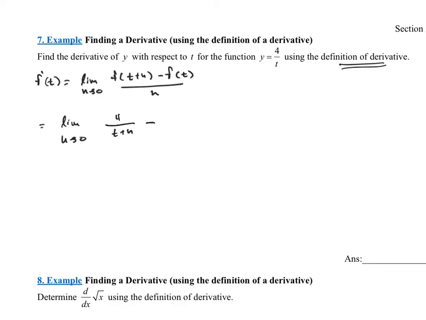Minus, let me use some colors again here. I don't want you to get lost. This is the red part that I just did, okay? Minus f of t, here's the blue part, so that would be minus, well, the original function, using blue, the original function is simply 4 over t, and then this is all over h.